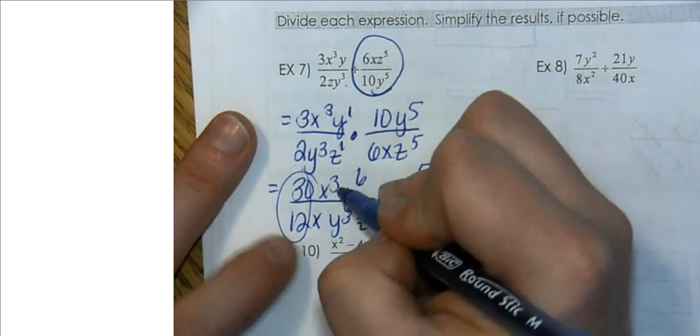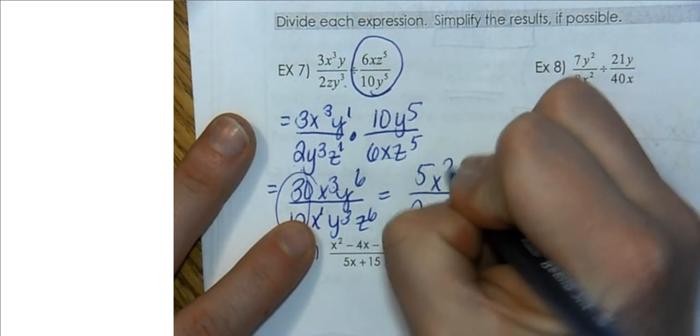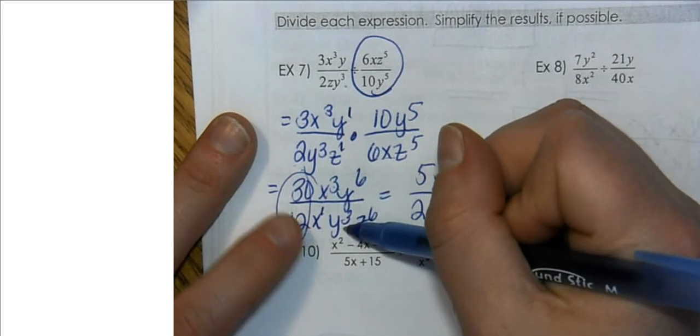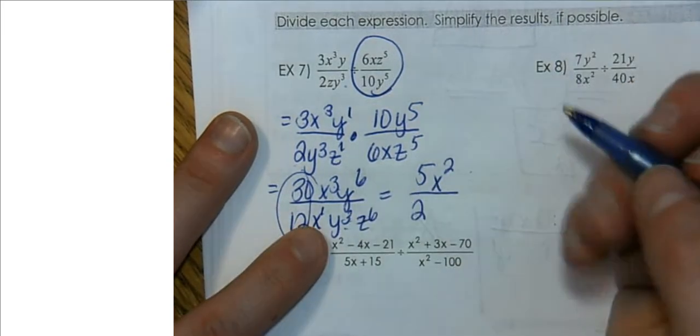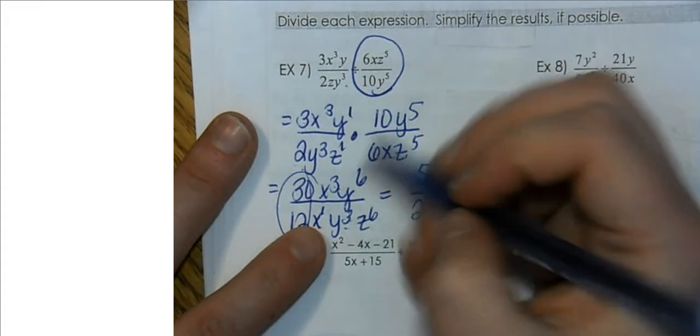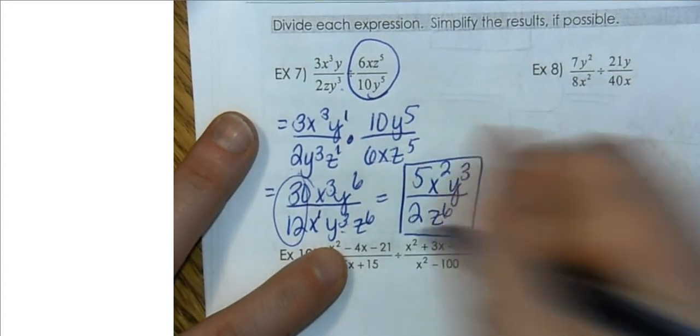I have an x to the third over an x to the first. 3 minus 1 is 2. There's more x's up top, so x squared goes on top. I have a y to the 6th over a y to the third. 6 minus 3 is 3. There's more y's up top, so y to the third goes up on top. And then I have a z to the 6th in the denominator. So there is nothing more for me to simplify here.